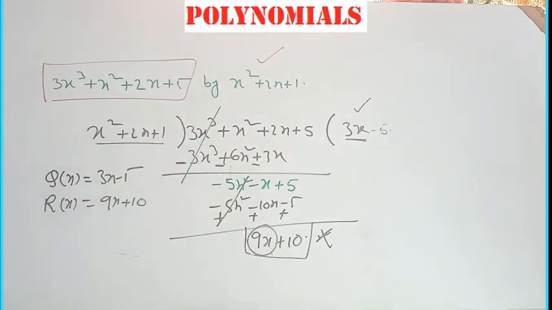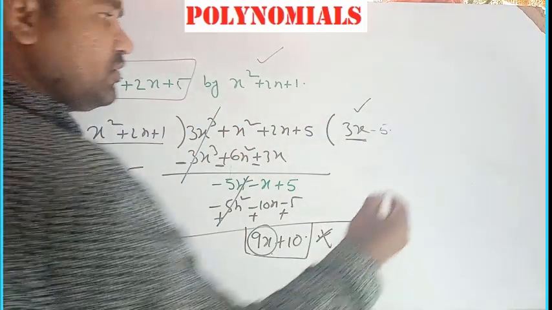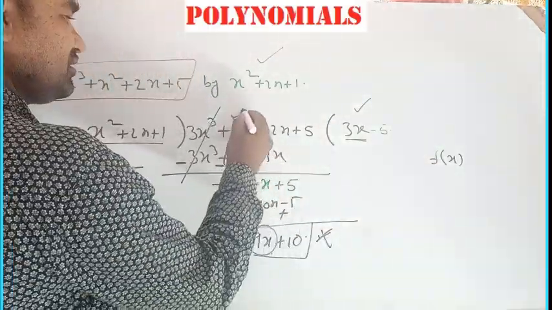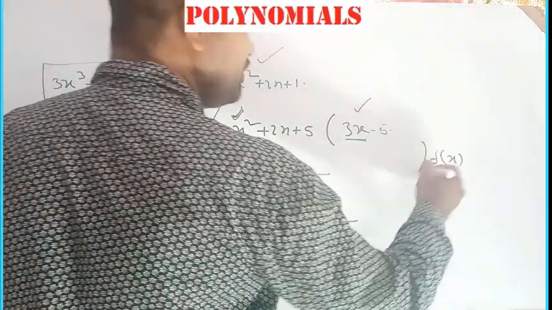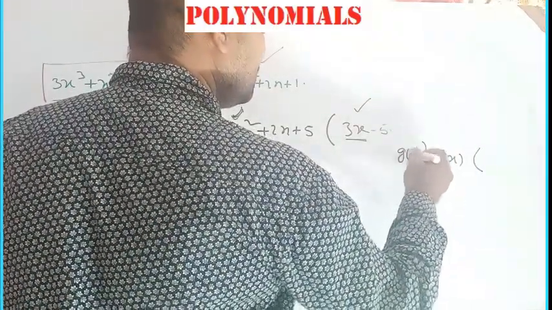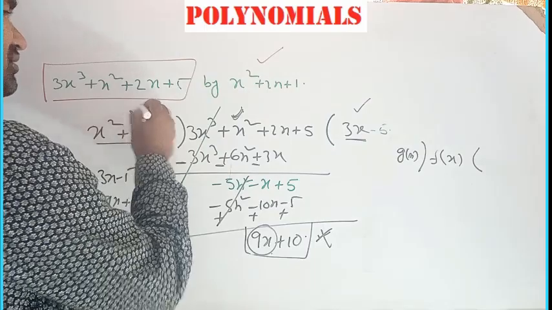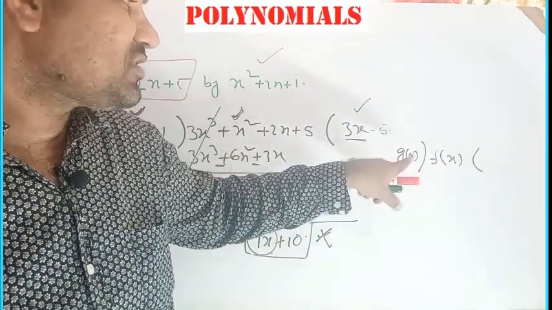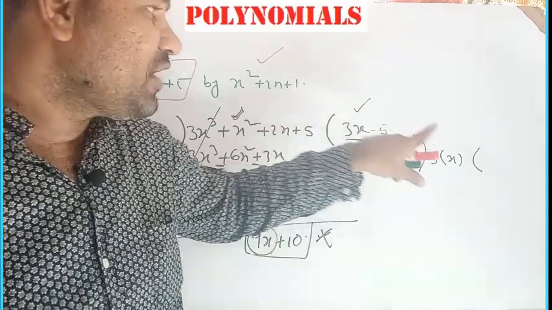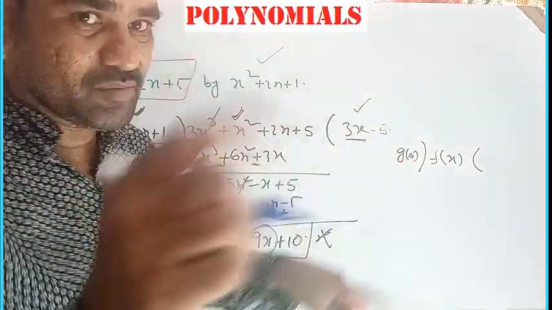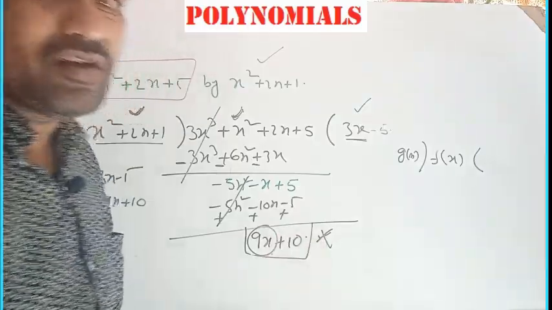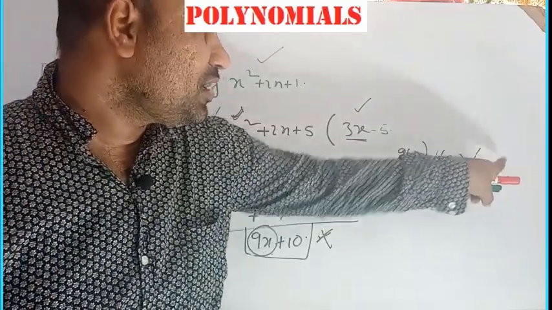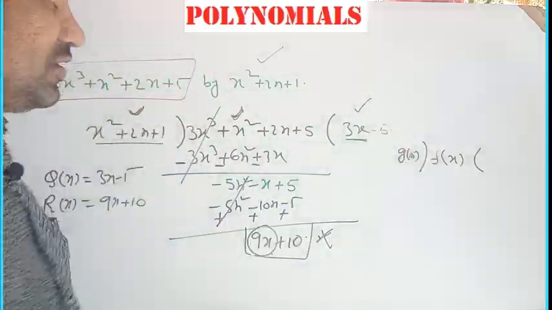Okay, student, this is important. Observe here. Say this is f of x, a polynomial, divided by g of x, another polynomial. We want to divide f of x by g of x. Condition number 1: what is the chapter? Polynomials. So this should be a polynomial, this should be a polynomial, this should be a polynomial, and the remainder should be a polynomial.